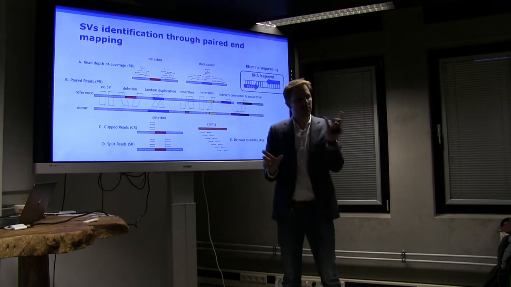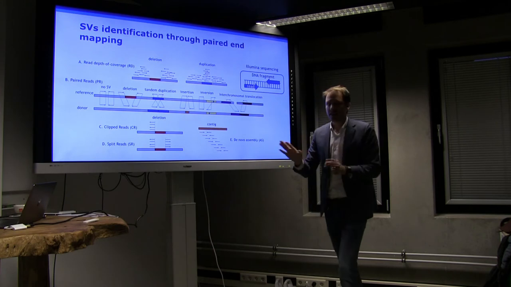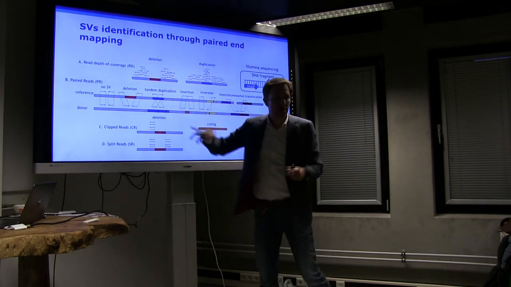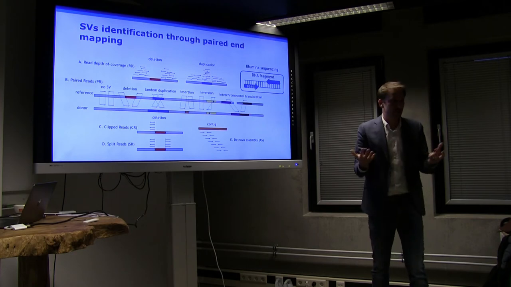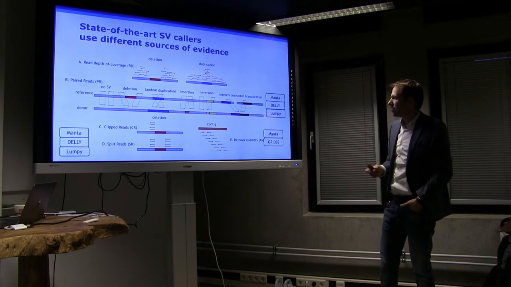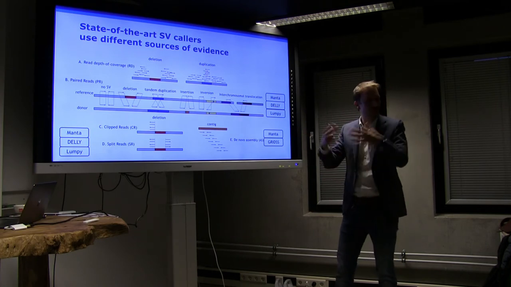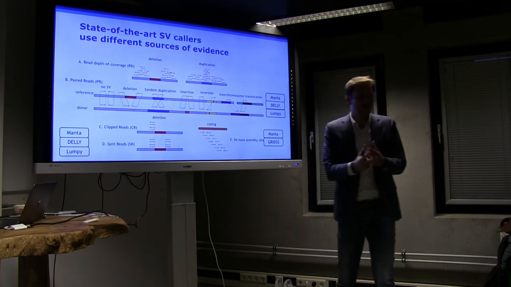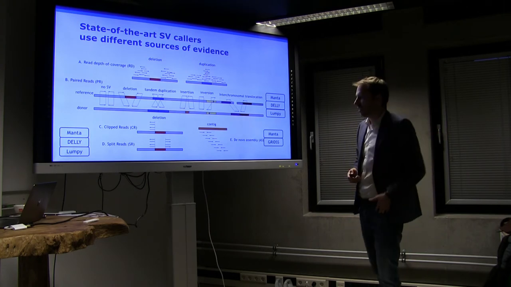An inversion means that maybe you map something correctly here and then this one is inverted. So this signal of how these guys map is very important for determining whether there is structural variation occurring. And there are all kinds of tools. These are just names that won't say anything to you, but there are many, many tools that have all kinds of rules of how to actually identify these structural variations.